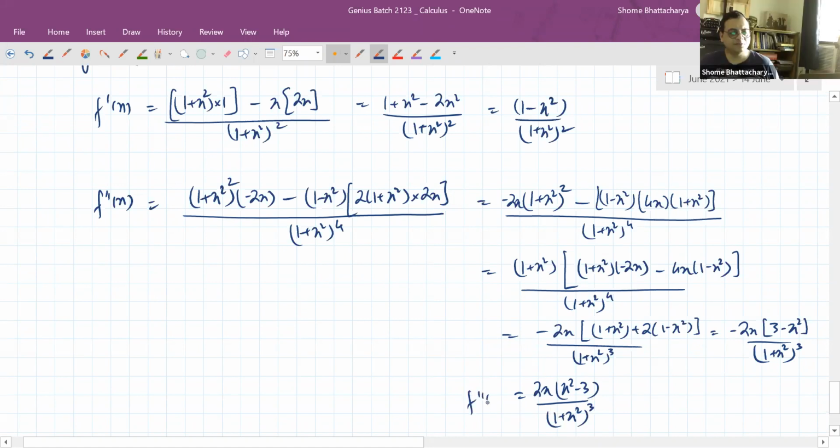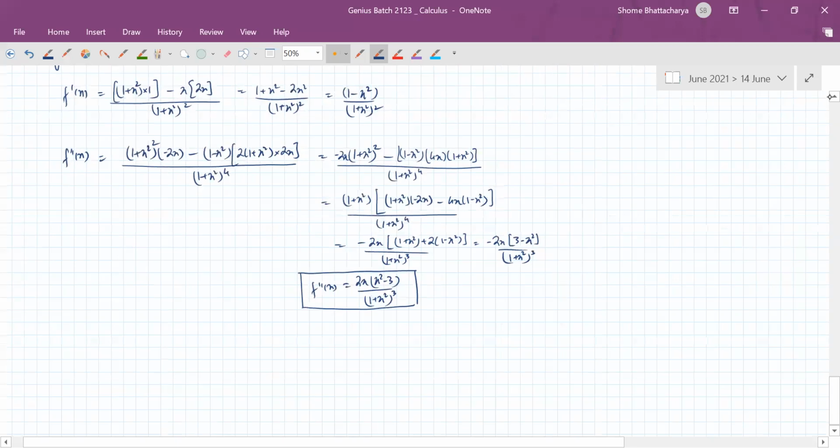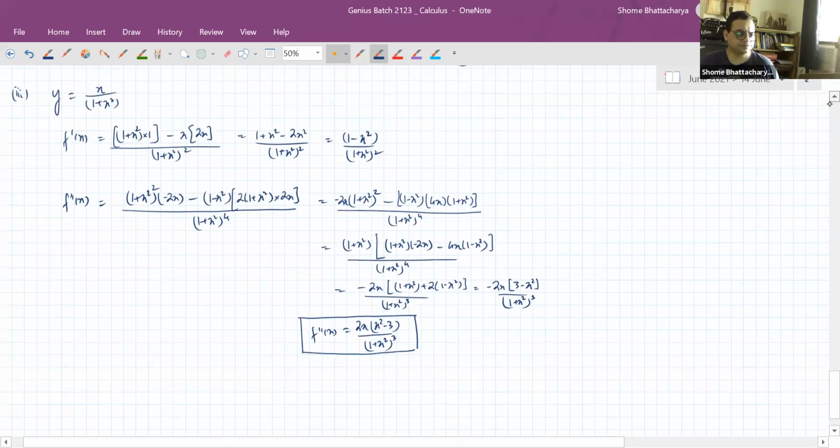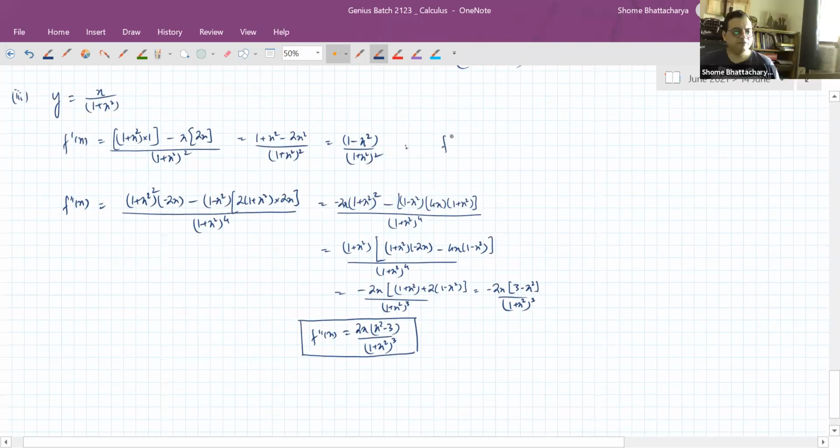Okay, so f double prime is pretty complicated, but this is what I'm getting. Just check my calculation. Yes, sir. You got the same f prime? Yes, sir. Okay. So once you've got f prime x and f double prime x, we can now concentrate on the analysis of critical points.